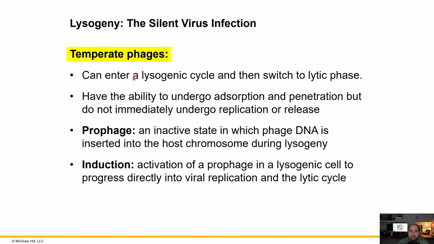Again, temperate phage can enter the lysogenic state, which was the dormant state, and then they can switch to the lytic phase. And remember, the reason for the lytic phase is to exit the cell or escape the cell if the conditions become poor. Recall that the prophage refers to the inactive state in which the phage DNA is inserted into the host chromosome during lysogeny. And then recall that when the going gets tough, when the bacterium is starved for nutrients or when it's stressed, this can induce the lytic cycle. This is known as induction or activation of a prophage in a lysogenic cell to progress directly into viral replication and then the lytic cycle to release from the cell.